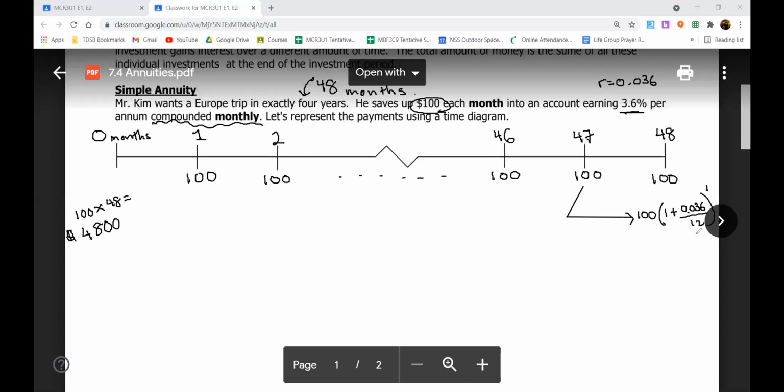But I don't have much space on this sheet, so I'm actually going to simplify this. I'll take a look up here. 0.036 is going to be divided by 12. So that's going to be 0.003 every single time. Okay? So this is 1.003 multiplied once.